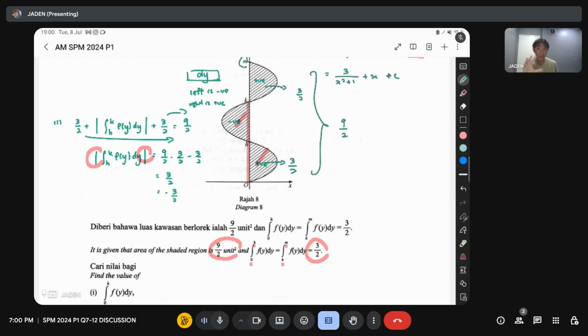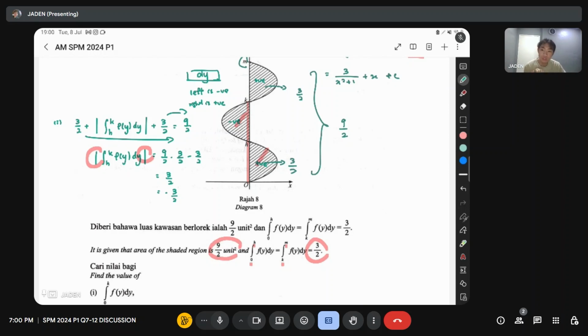I repeat this again. For dy, left hand side shaded region is negative, right hand side shaded region is positive. So when it comes to a left hand side region, please put a modulus and know that in the end the answer will be negative once you take off the modulus sign. The modulus sign is something you learn from Form 4 Chapter 1, Functions.